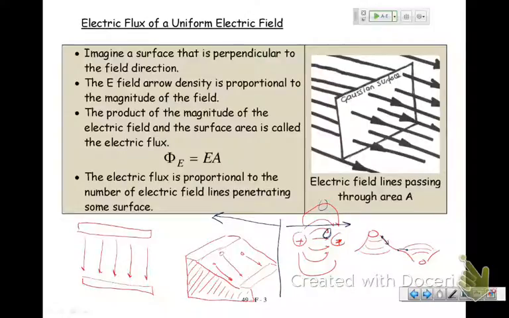If I have 9 arrows per square meter and I have 3 square meters of card, I'll get 27 arrows passing through it. So I can get the number of arrows by simply taking your electric field and multiplying it by the area. And it's as simple as that.